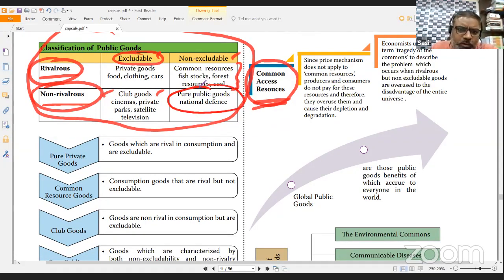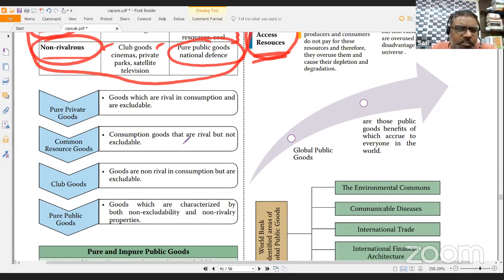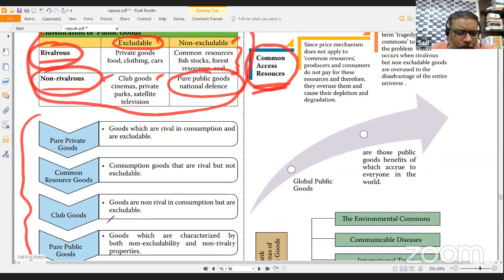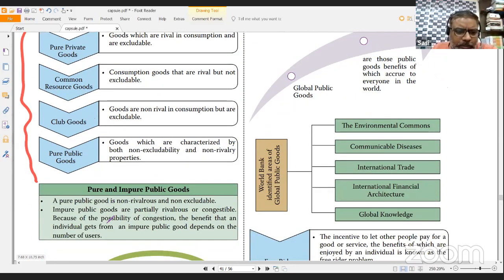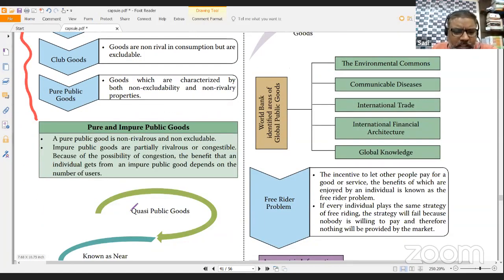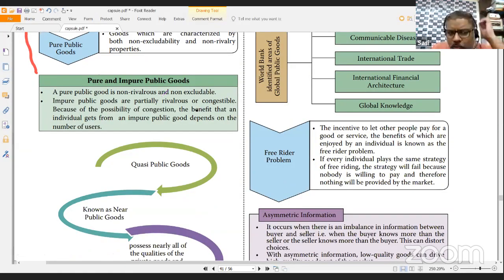And the other things we just now discussed are pure public goods, which are non-rivalrous and also non-excludable. That is a classification of various types of goods, and all of them are given here in the description once again: pure private goods, common resource goods, club goods, and pure public goods. And there is a small other discussion related to pure and impure public goods also.